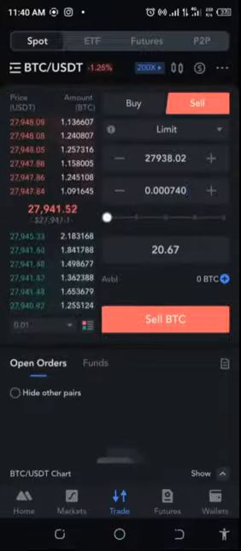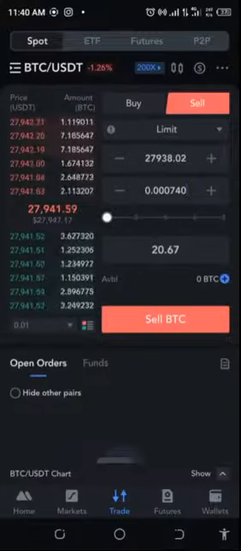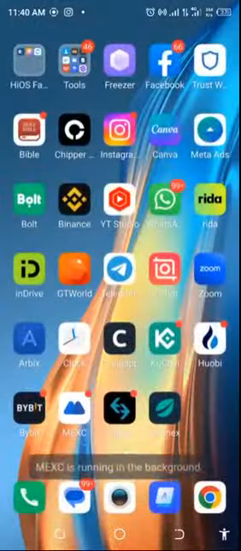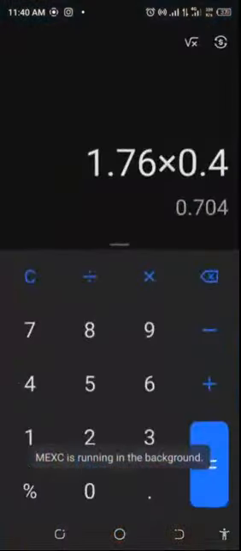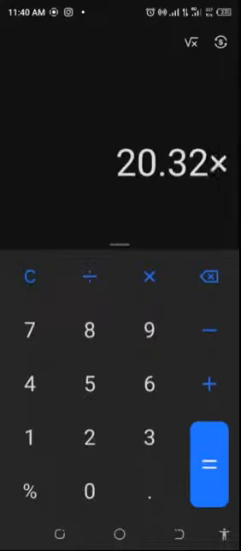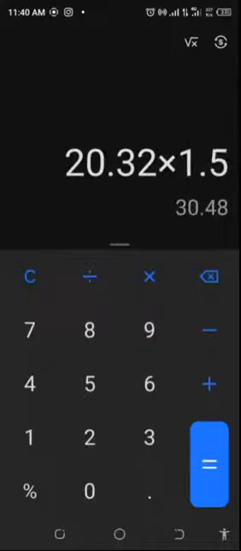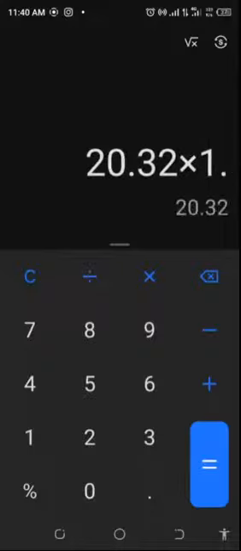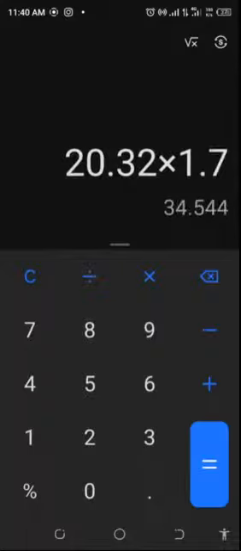That's almost double. I mean, not really. What I mean is it's probably about 35 cents more than that, which is cool. So if I check the percentage, what will that give me? 20.32 times, let's say, 1.5. What's that giving me? Oh, it's more than 1.5, 1.8. Okay, 1.7. Looks like 1.7-ish.